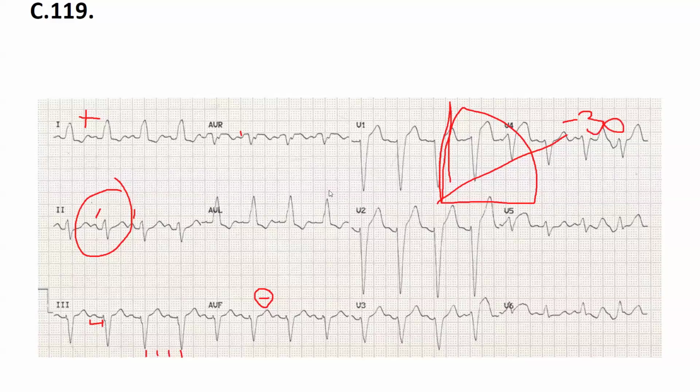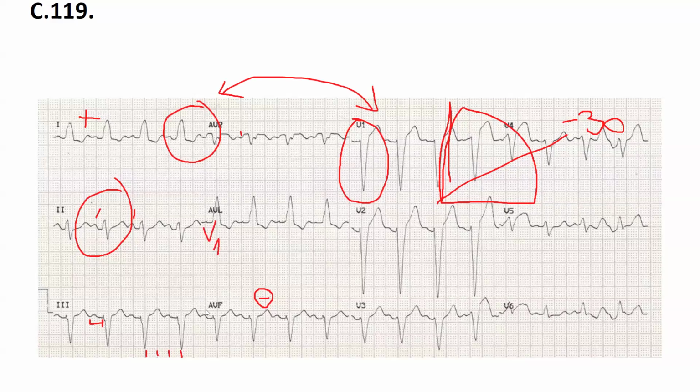Is it wide? Yeah, it's quite wide. And V1 is wide, so that can suggest a right bundle branch block. No, please. It's very simple. You don't need to think too much about it. Let's look at V1 only.